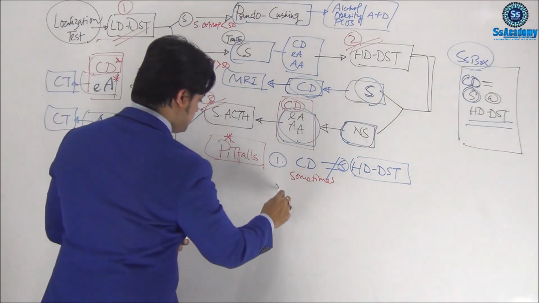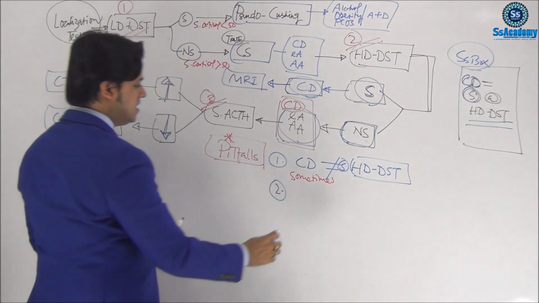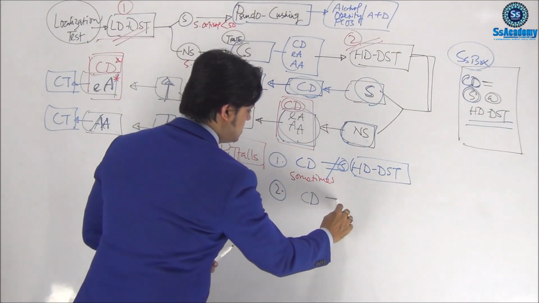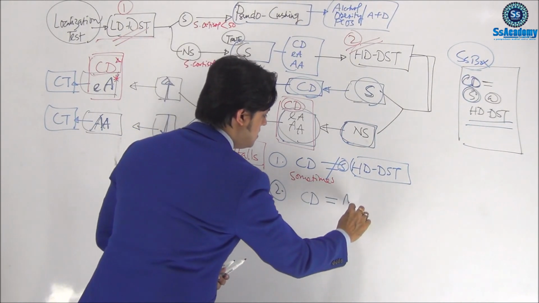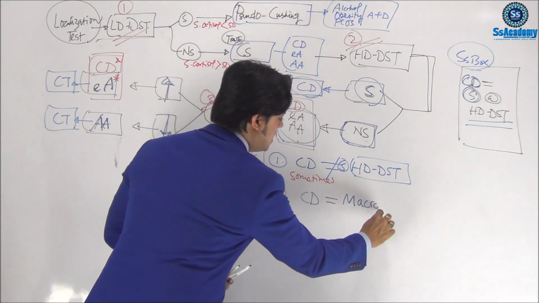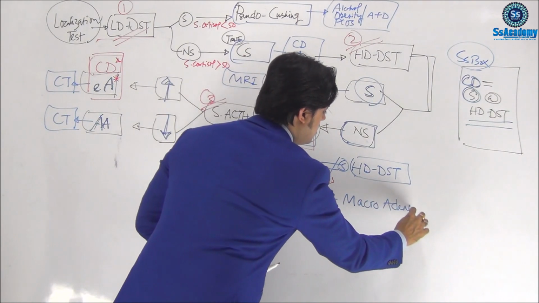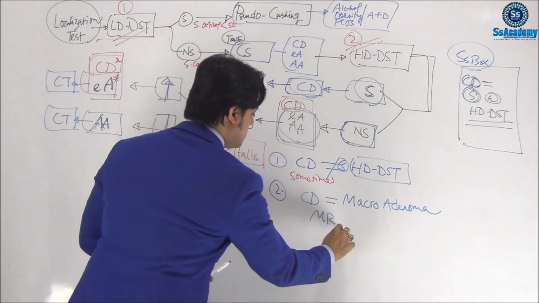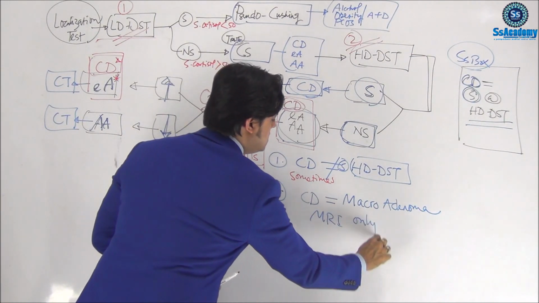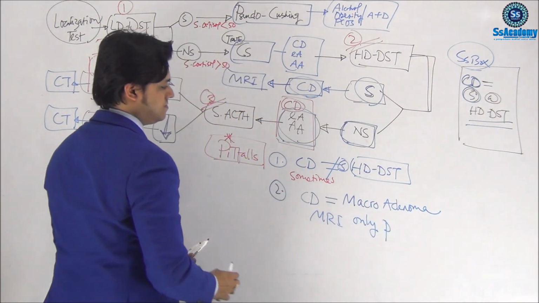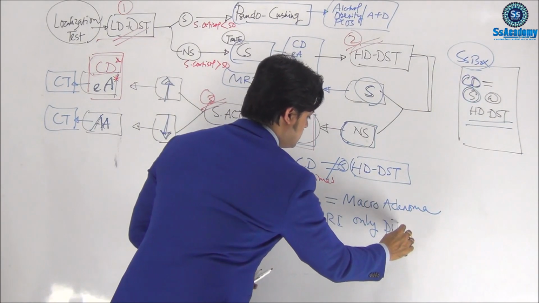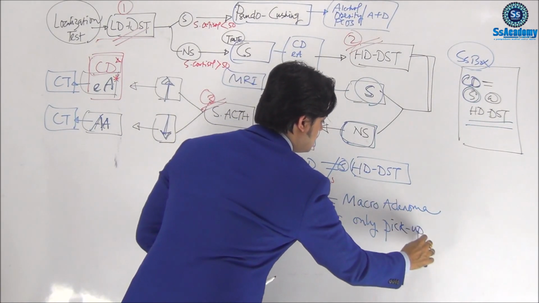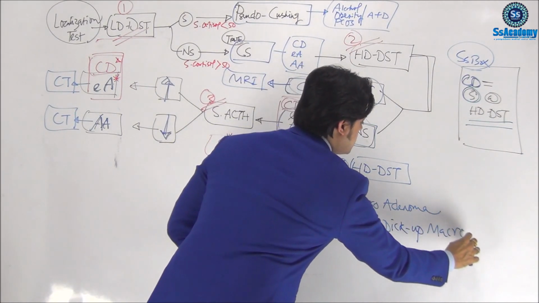Second pitfall, my dear. Pituitary Cushing disease is not caused only by macroadenoma, and MRI can only pick up macroadenoma.